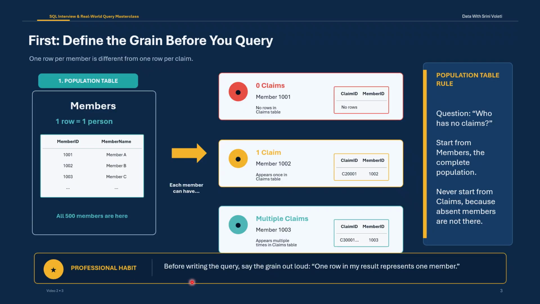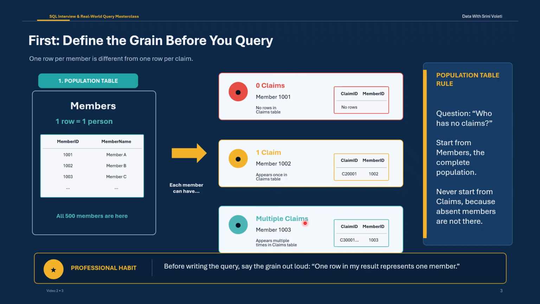Before writing the query, define the grain. Grain means what one row represents. In members, one row represents one person. If the plan has 500 members, the members table contains 500 rows. Claims has a different grain. One row represents one claim. A member may have 0 claims, 1 claim, or many claims.